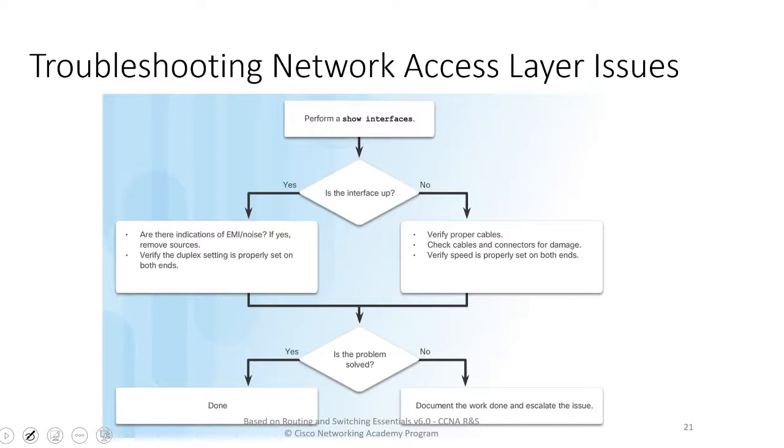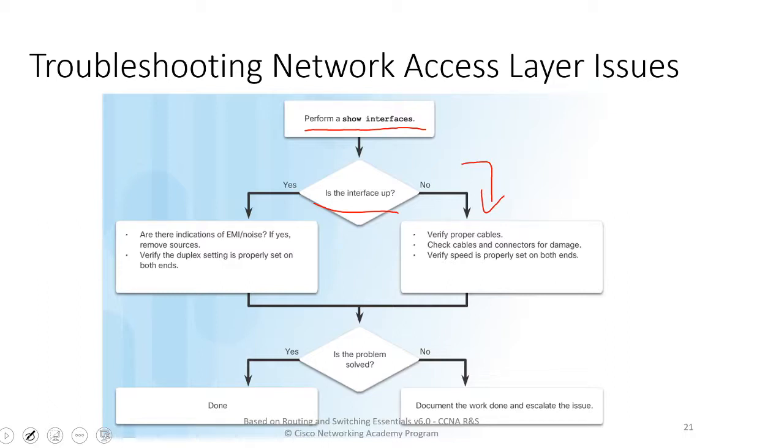So when we think about some troubleshooting situations, particularly with switches, we can say, for example, what we would start with is the show interface command, and we will check if the interface is up. If the interface itself is not up, then that means there's an issue with the physical connectivity.